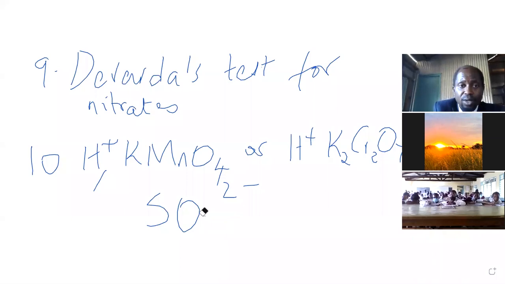SO3 2 negative. Even under the theory papers, you could be asked, how can you distinguish carbonate ions from sulfite ions? So you use the oxidizing agents. Sulfite ions will change the oxidizing agents to their expected colors. Potassium manganate 7 from purple to colorless. Potassium dichromate 6 from orange to green.